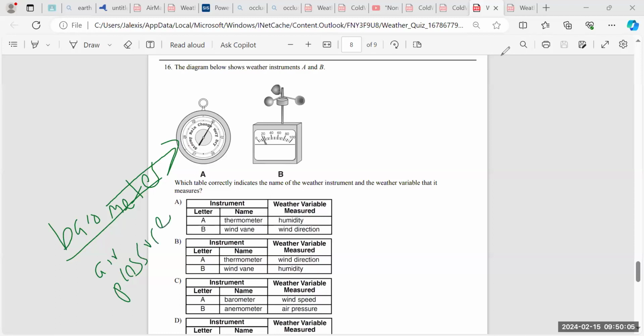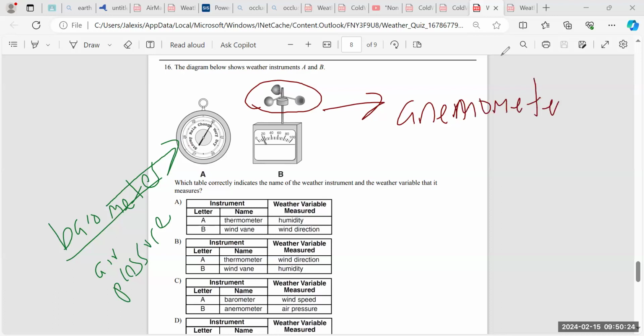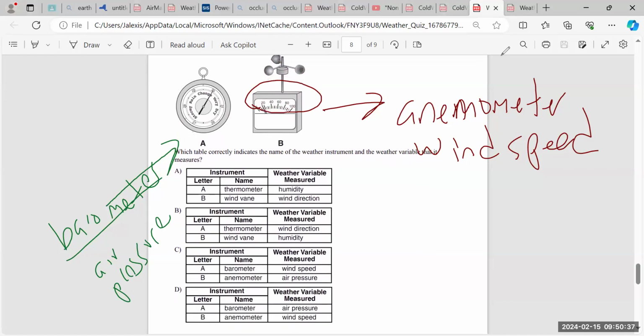And this device right here, where we see these cup looking things, is an anemometer. Sorry, guys, gotta spell it. Yes, anemometer, and that measures wind speed. So which option shows the correct choice between A, B, C, and D? The correct answer is choice D.